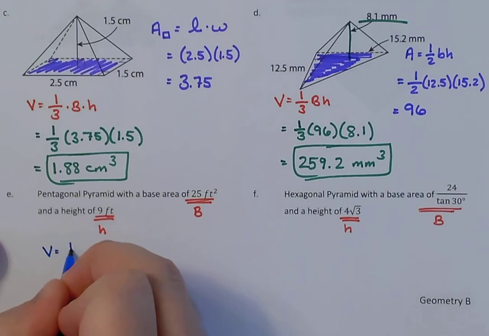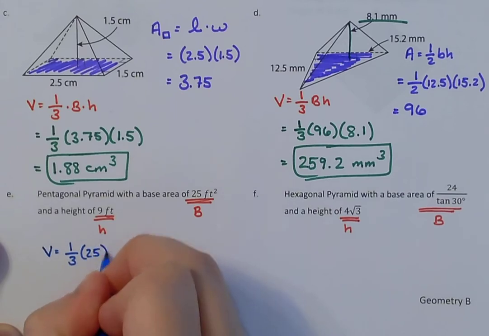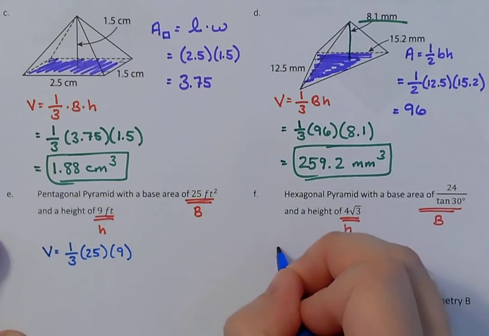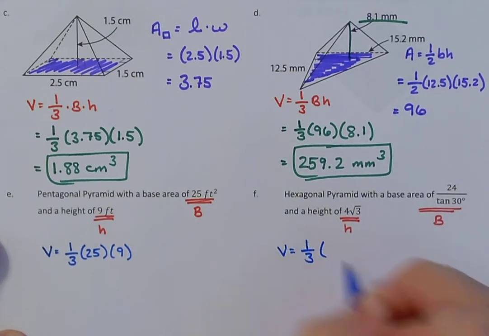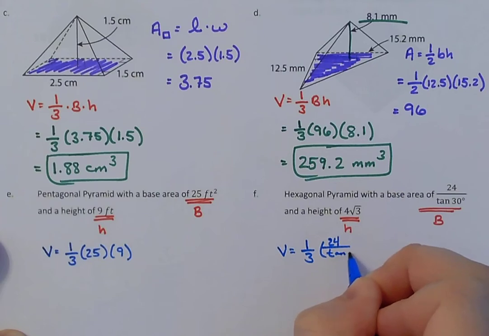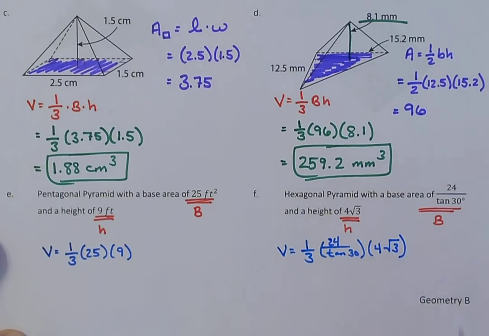So volume equals 1/3 times the area of the base, which is 25, times 9. Same thing with F. Volume equals 1/3 times 24 over tangent 30 times 4 times the square root of 3. So E looks a lot more palatable than F, but I promise once you plug everything in, you will be more than fine at the end. So let's go through and calculate E, and then we'll take a look at F.